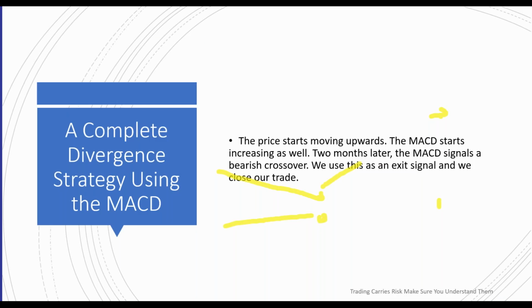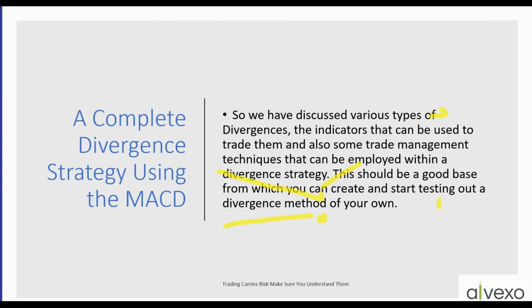The price starts moving upward, the MACD starts increasing as well. Two months later, and because this is a monthly chart, the MACD signals a bearish crossover. We use this as an exit signal and we close our trade. Okay. Now, this is a longer term trade. It still applies the same because most of us here are CFD traders, and therefore day traders. So a complete divergence strategy using MACD.